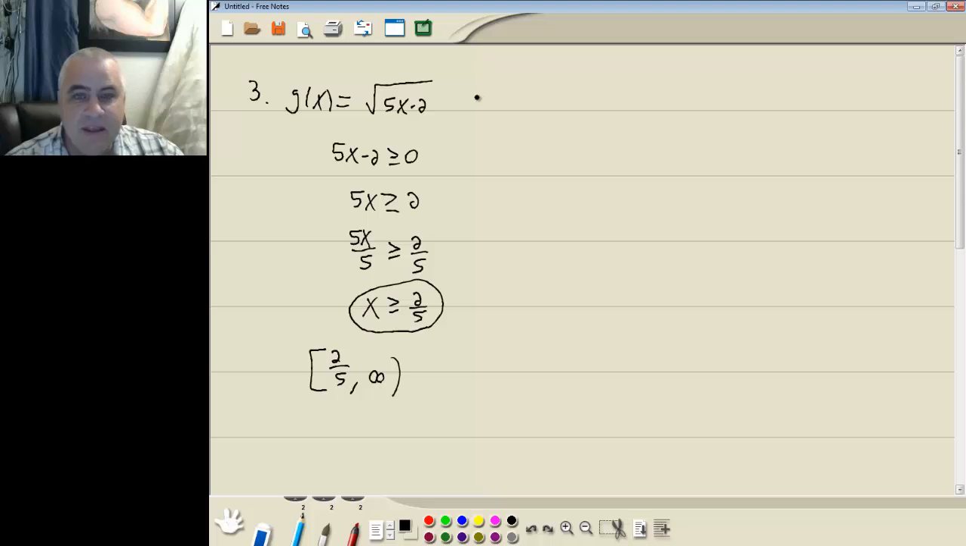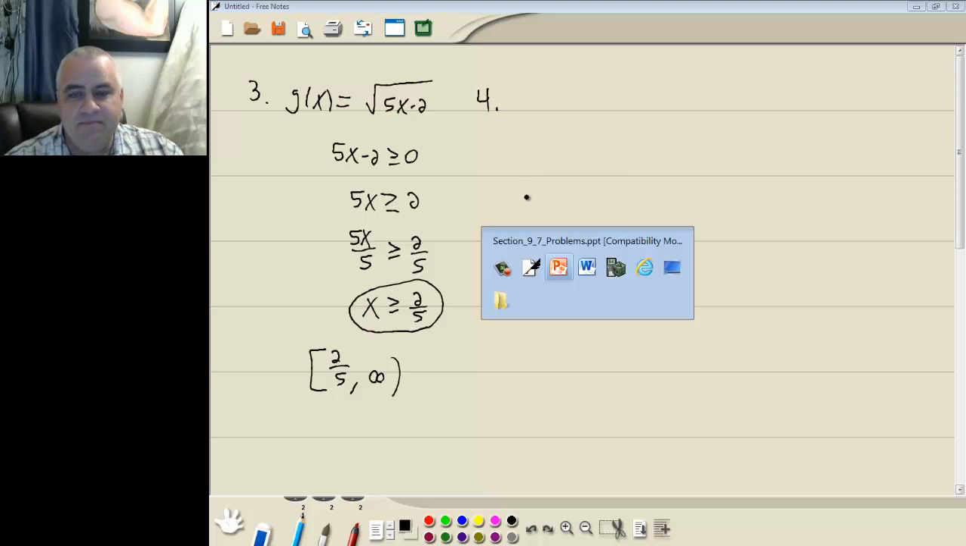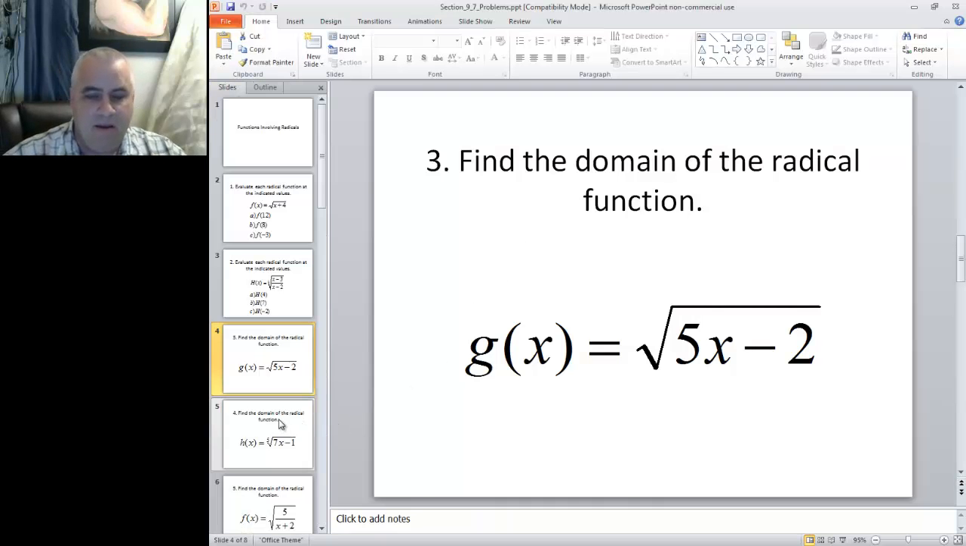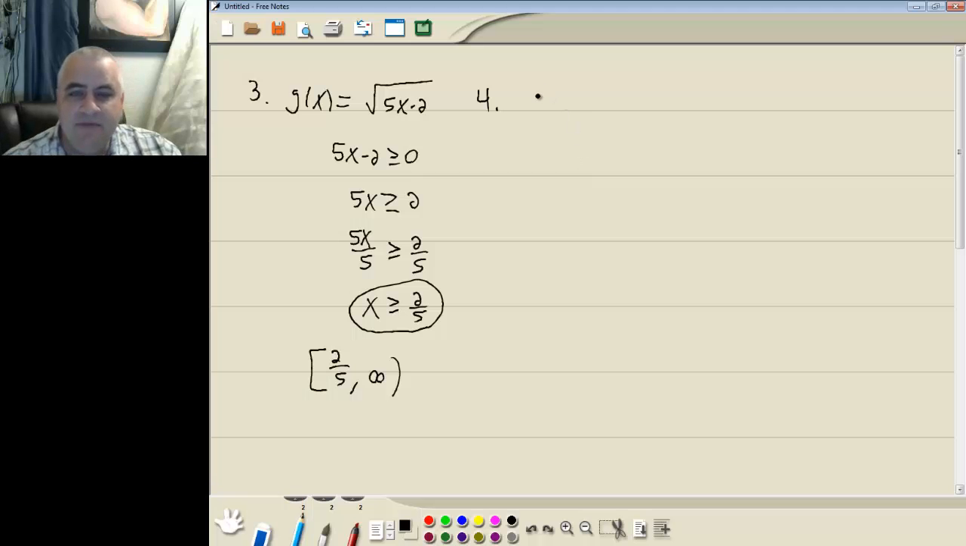But now the second one looks like this. We got h of x is equal to the fifth root of 7x minus 1.